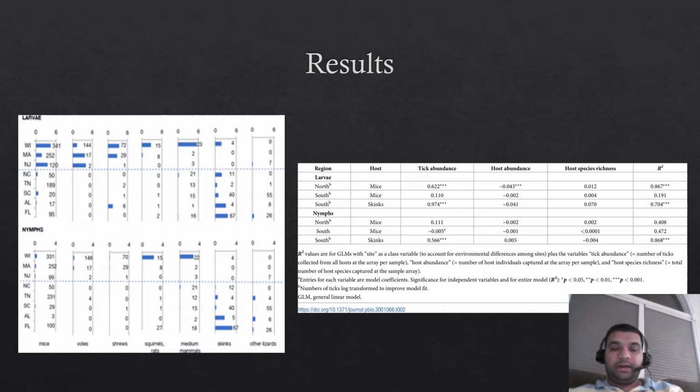And then the next table is the factors affecting the number of ticks per animal host. You can see they looked at tick abundance and host species richness to see if there is any significant difference. In the south they found significant differences from skinks, and in the north there are significant differences from mice, and for larvae, and then for nymphs, skinks show significant differences in the south.